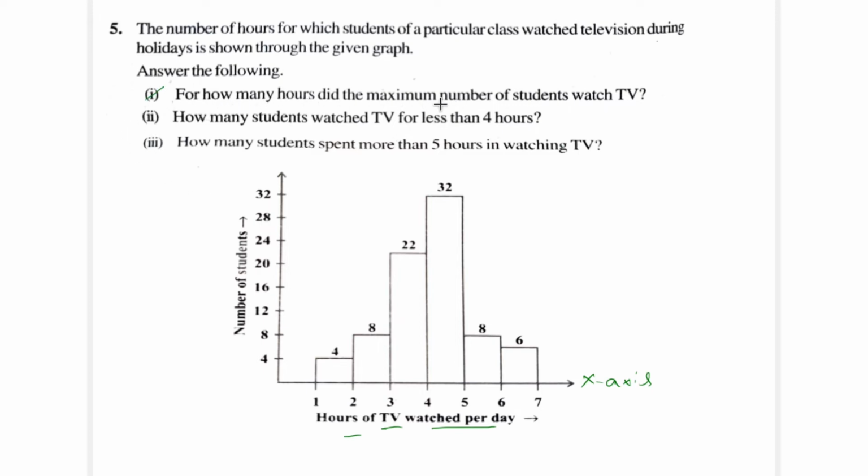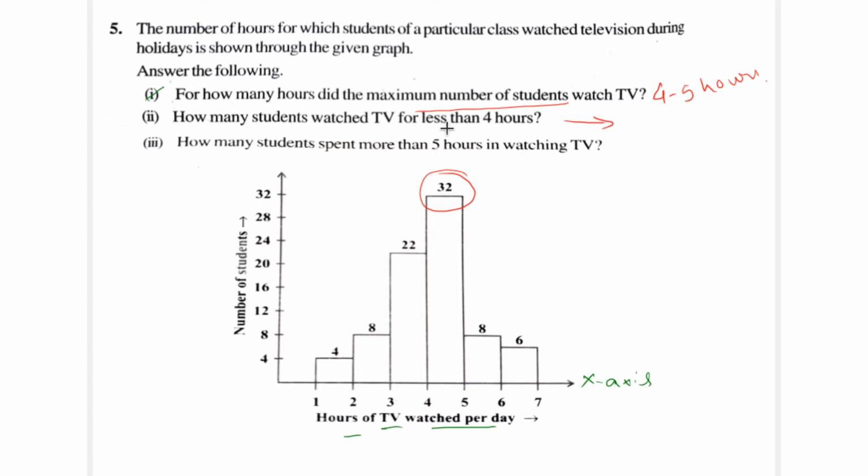Number 1, for how many hours did the maximum number of students watch TV? Where is the highest frequency here? Maximum number of students, so the highest frequency, and the group is 4 to 5. That means for 4 to 5 hours the maximum number of students watch TV.